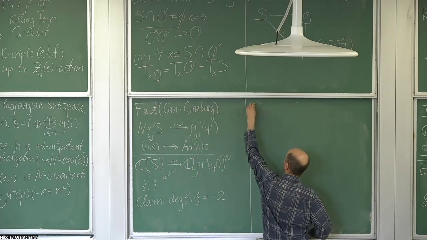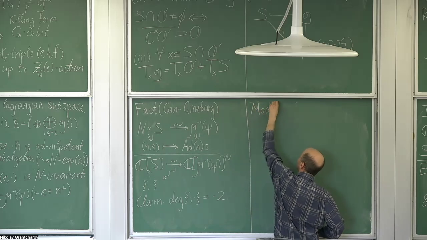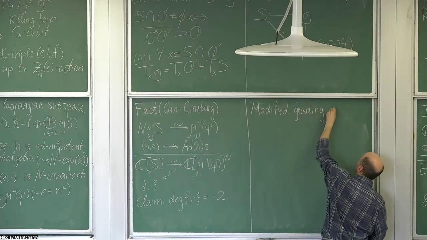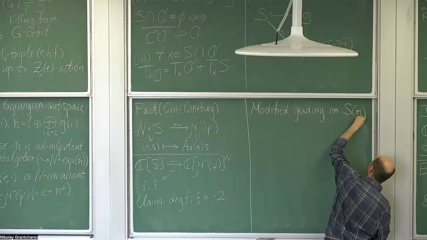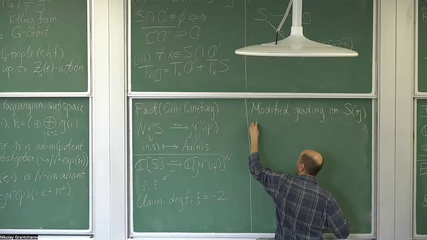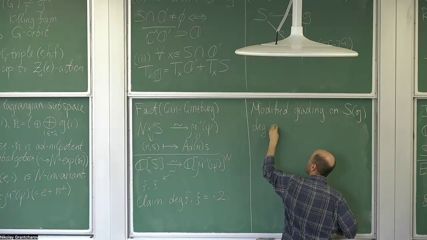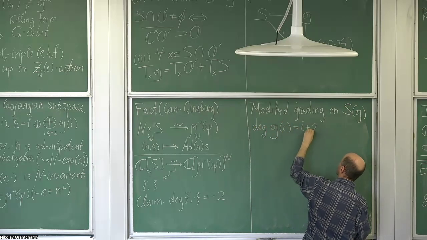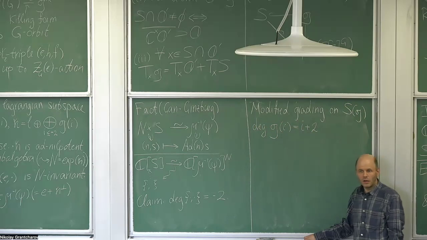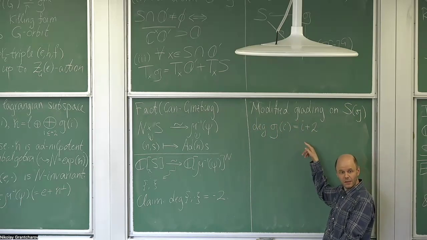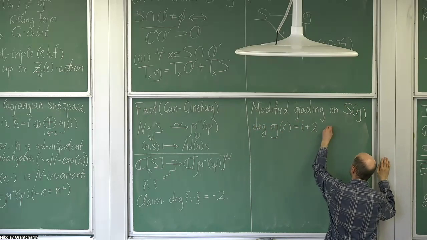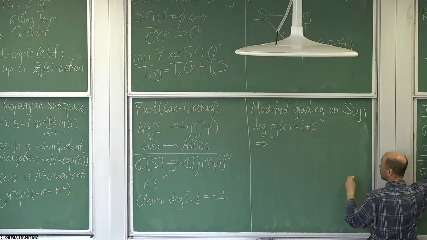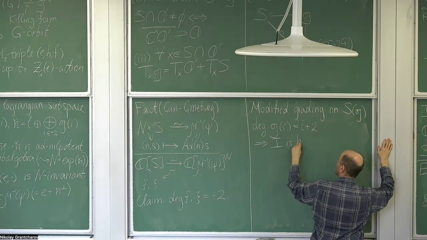Now consider a modified grading on S of G. Namely, we require that the degree of the subspace G sub i is equal to i plus 2. In particular, G minus 2 lives in degree 0. And with this choice, that ideal I used here is homogeneous.